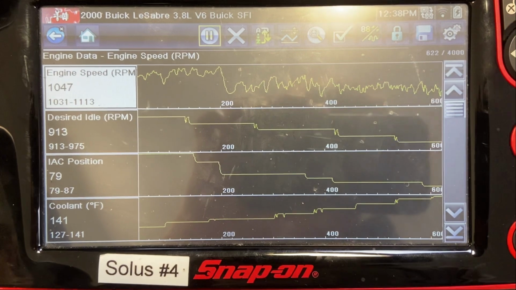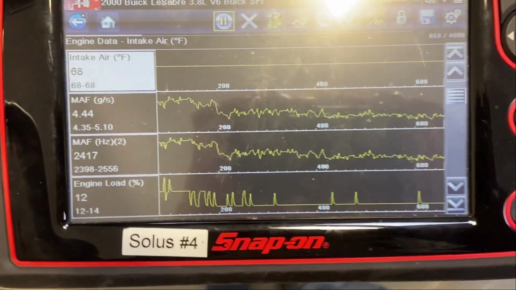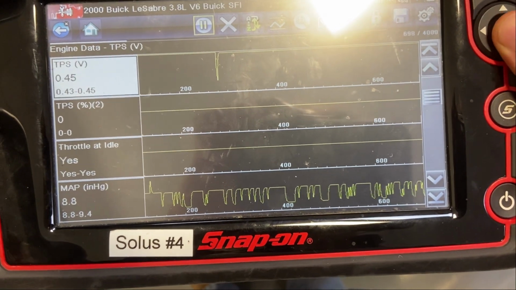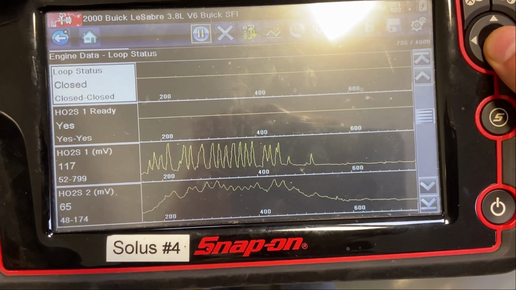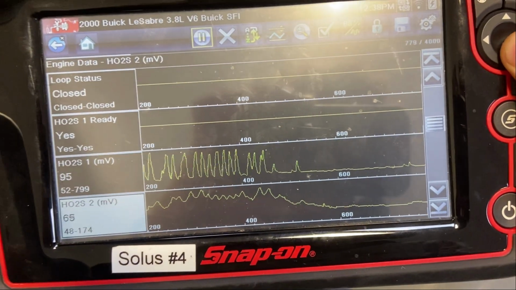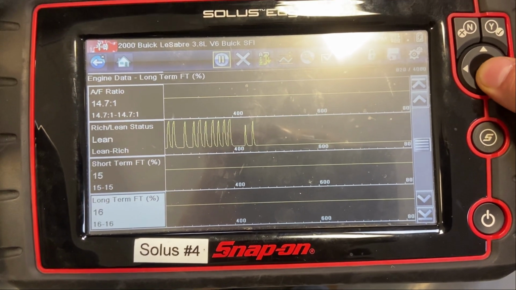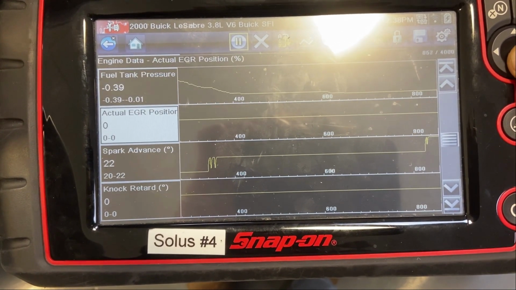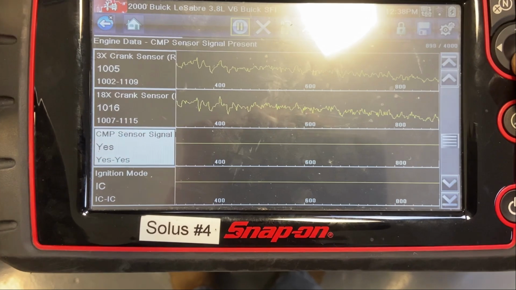Here is normal operation of the Buick. You can see we are at operating temperature and in closed loop. As we can see, our MAP sensors and throttle position sensors are reading normally. We can see our upstream and downstream oxygen sensors switching. And we can see our short and long-term fuel trims adding a little bit of fuel. We can also see our crank position sensor there, and our cam position sensor.